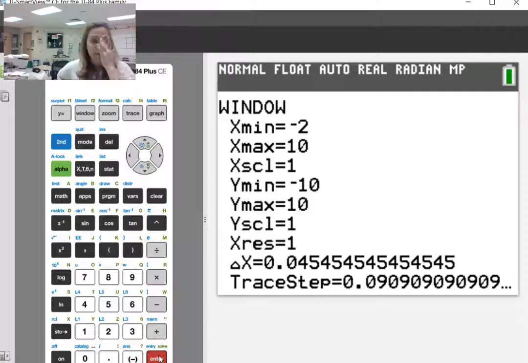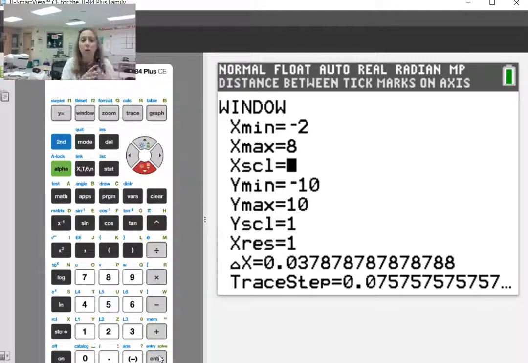So maybe I want it to go a little further, so maybe I go to 8. Again, there's no wrong thing. If you had 10 as the x max, great. If you had -10 as the x min, that's fine, because we were able to see on the x-axis the points where it crossed. And then for x scale, if I was going from -2 to 8, graphing by hand, I'd go by 1s, so I like the scale.